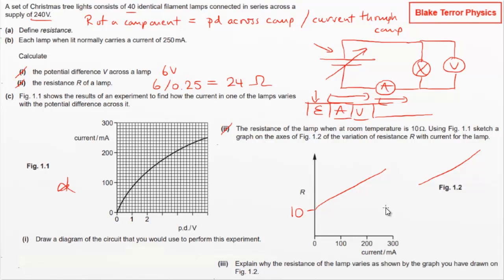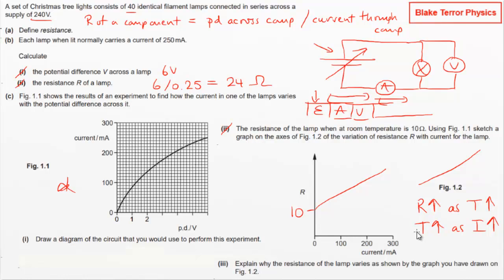Explain why the resistance of the lamp varies as shown by the graph you've drawn. Right, so yeah, this is the usual thing. Resistance goes up as temperature goes up, and the temperature goes up as current goes up, because we're getting more collisions. There are more things that are moving around, which is what happens when you start pushing the current down the wire.